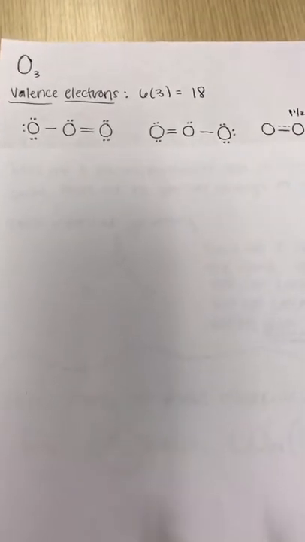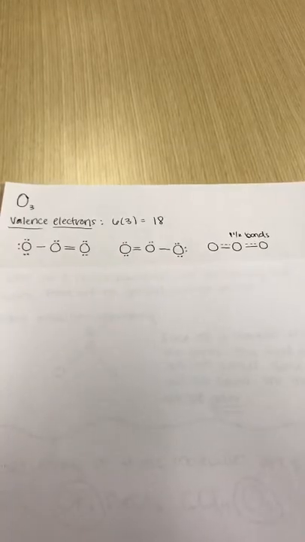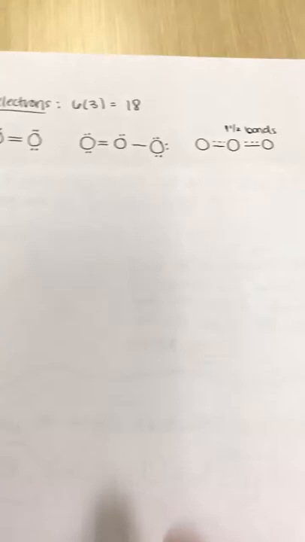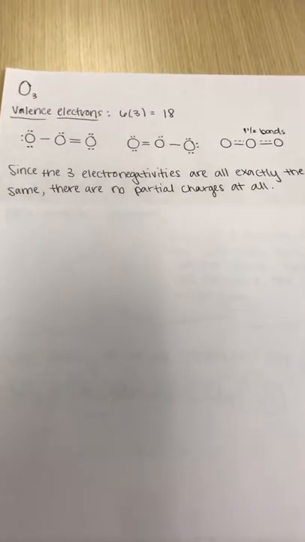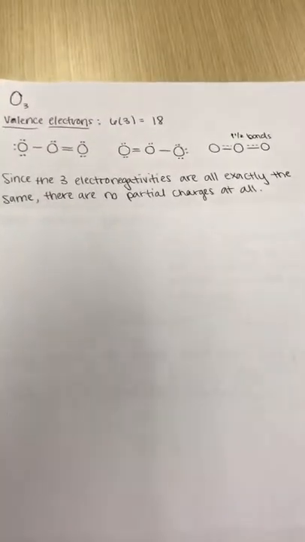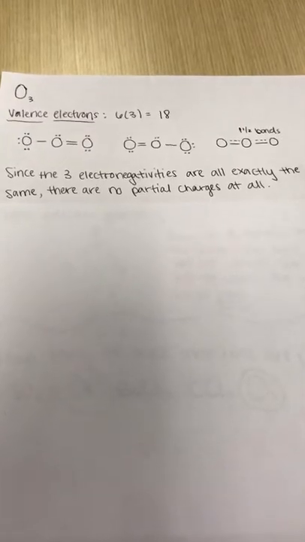Now finishing with O3, there are 18 valence electrons, and there are 2 ways we can draw this Lewis structure. So this molecule does have resonance, and it has 1 and 1/2 bonds. So since this is the same atom, the 3 electronegativities are all exactly the same, and there are no partial charges at all.